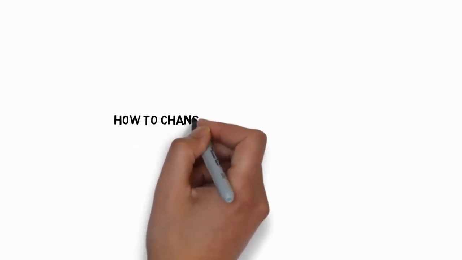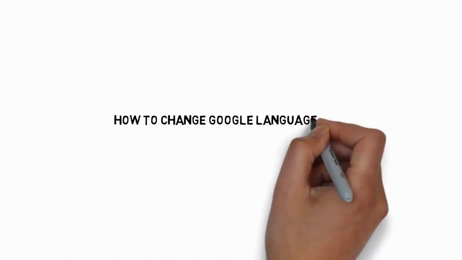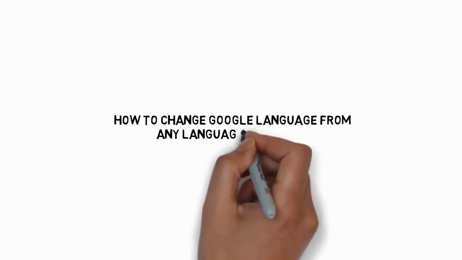How to change Google language from Mongolian to English or from any other languages to English.